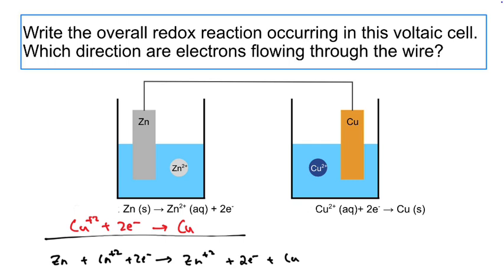But just like in mathematics, if we have an overall expression, can we simplify it? Yeah. If something shows up the same on both sides, what can we do? We can cancel it out. What's my overall expression? Zinc plus copper ion goes to zinc ion plus copper. That's it. That's my overall expression.